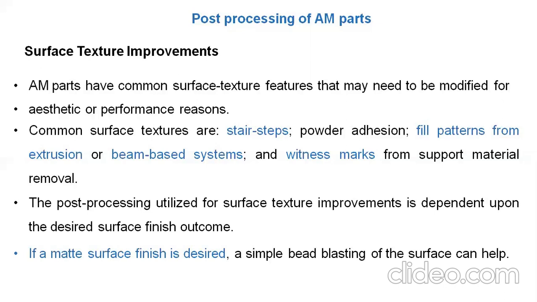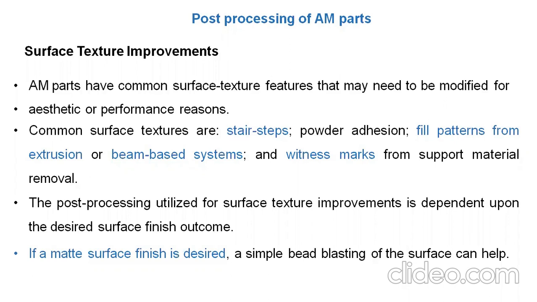The post-processing utilized for surface texture improvement depends upon the desired surface finish outcome. How much finishing outcome is required? Again, it depends on the type of your product. If it is required for aesthetic purpose or any other kind, then surface texture improvement processes are used. If a matte surface finish is desired, then a simple bead blasting of a surface can be used. This is the method which is used for matte surface finish.